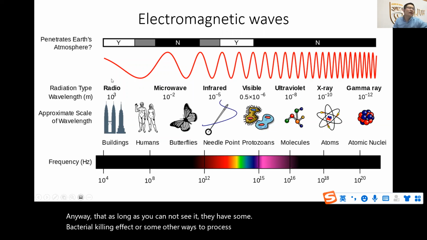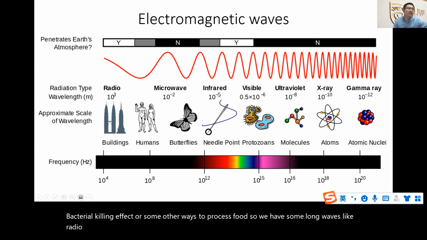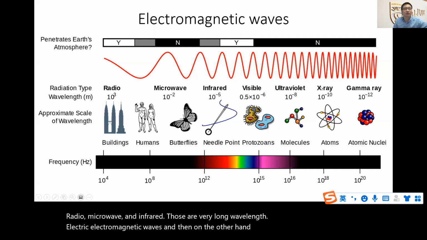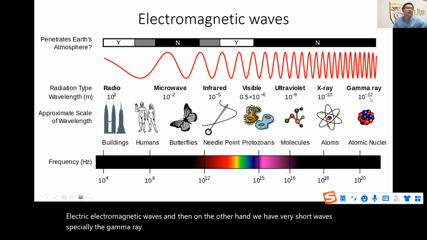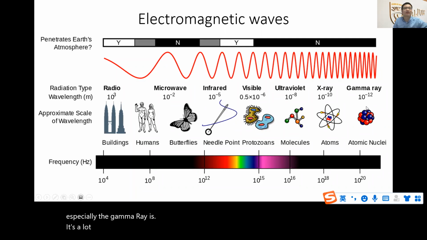So we have some long waves like radio, microwave, and infrared. Those are very long wavelength electromagnetic waves. And then on the other hand, we have very short waves, especially the gamma ray, which has a lot of energy and frequency.